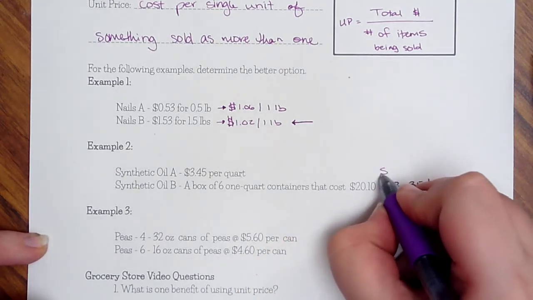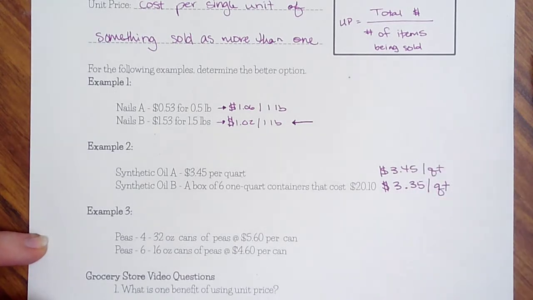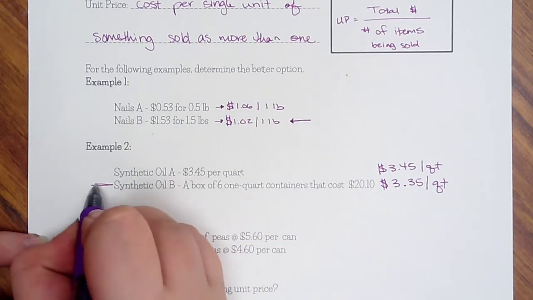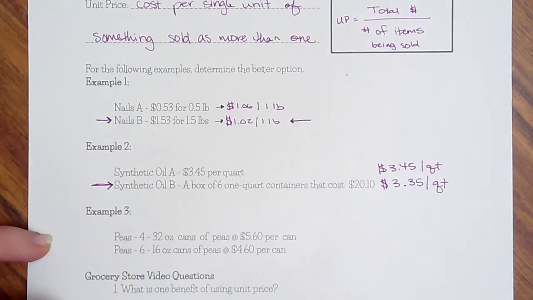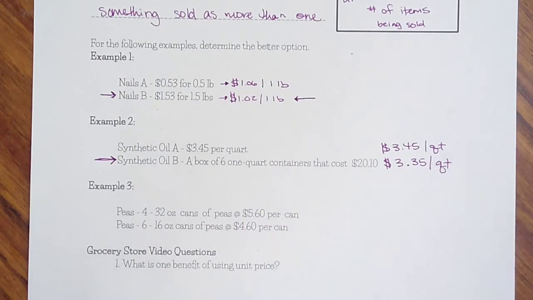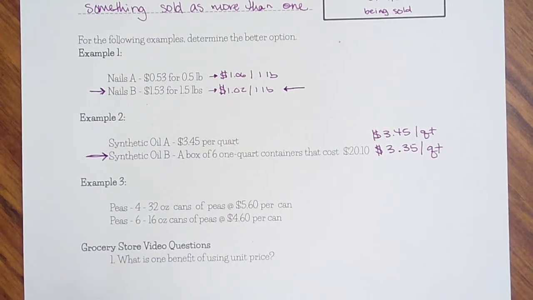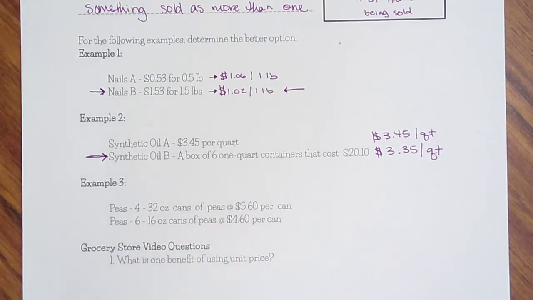So if you're comparing $3.45 per quart or $3.35 per quart, we're going to want to go with synthetic oil B because it is cheaper. Now, it is not always true that the option where you buy more is cheaper, but it is very often true. And why is this the case? Well, part of it has to do with packaging. If you can package more things into a larger container, you still use less material to package it.